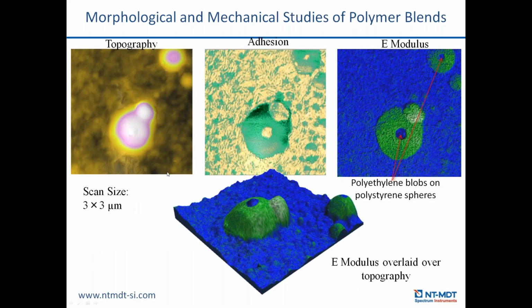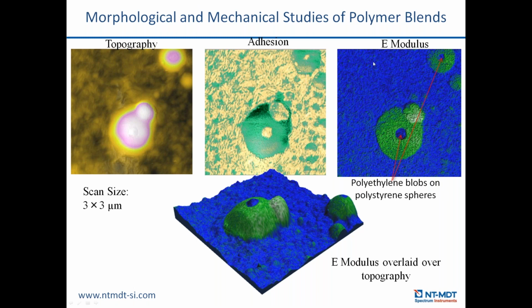In this short example, we can see the advantage of the hybrid mode. On the left image, we can see the morphology of a blend of two polymers. We know that these are low density polyethylene and polystyrene, but we cannot tell from this image which is which, and we cannot understand the fine structure. But looking at the adhesion map and the E-modulus map, which were captured in real time with hybrid mode, we can certainly see that there are two regions, like the matrix and the spheres.